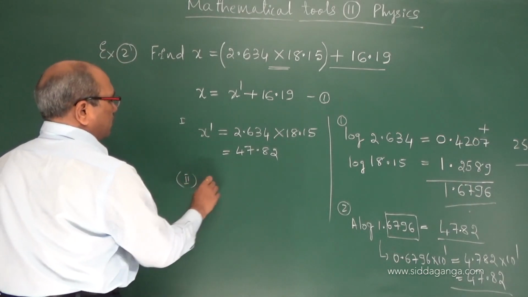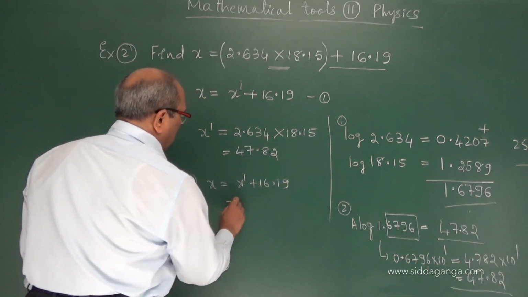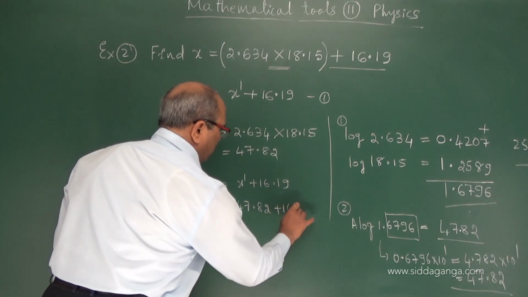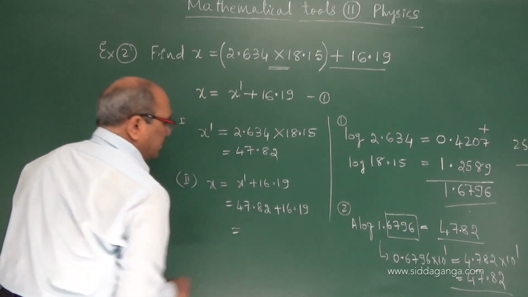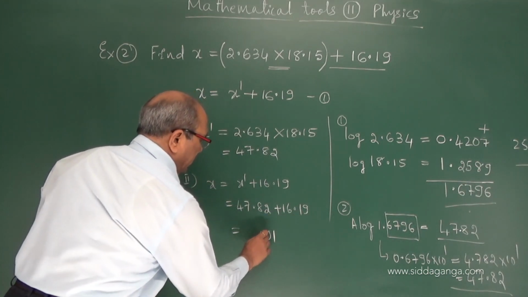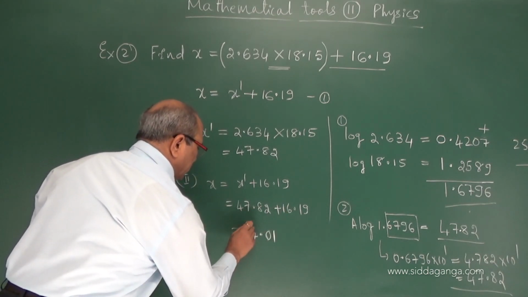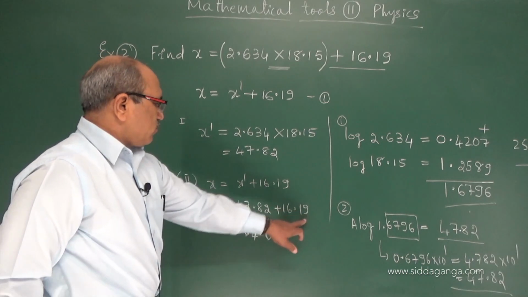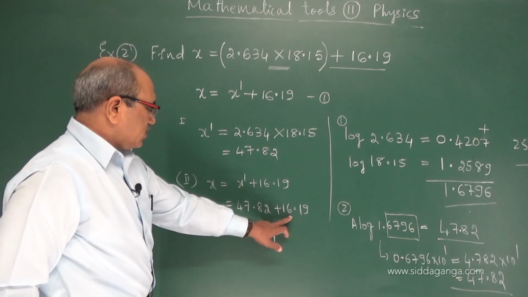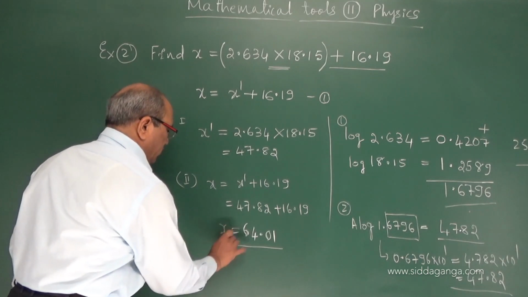Come to the second step. X we want is x dash plus 16.19. Now we got x dash as 47.82, plus 16.19. Adding the two: 2 plus 9 is 11, 8 plus 1 plus 1 is 10, 4 plus 1 plus 5 is 10, 4 plus 1 is 5, 6. So this is the answer we got.